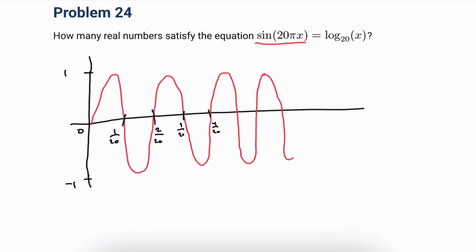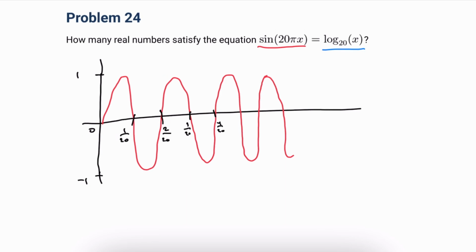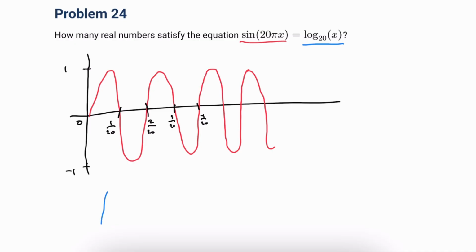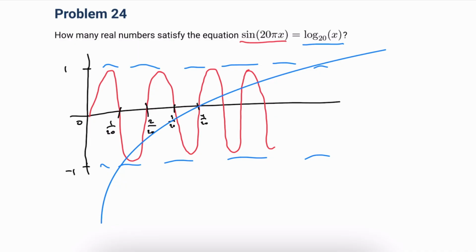And so what does log base 20 of x look like? I'll draw that in blue. Log usually looks something like this. And you can see from just this tiny approximation that the graphs will only intersect between the range -1 and 1. So we really only care about when log base 20 of x is in this range.